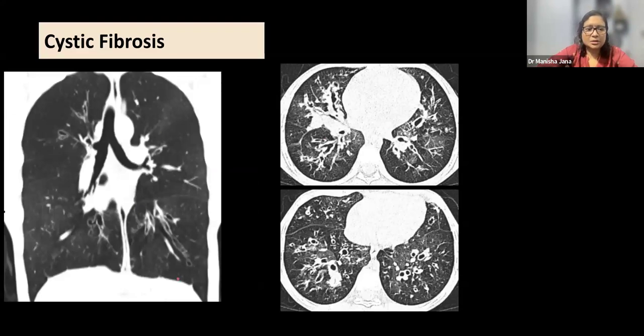Here is another appearance of cystic fibrosis. We can see the signet ring sign, bronchial wall thickening, bronchial dilatation. And wherever the bronchi are dilated, that segment is showing hyperinflation. There will be peribronchial thickening, there will be atelectasis as well. All these are features of cystic fibrosis.